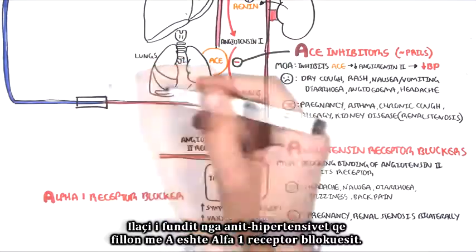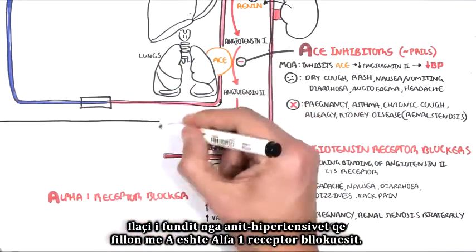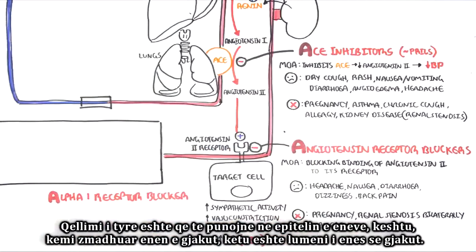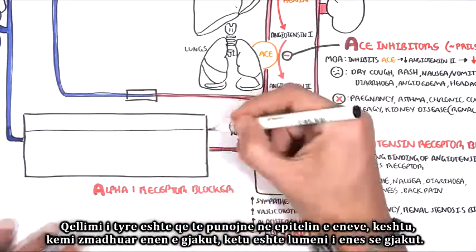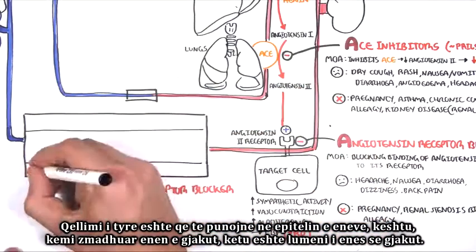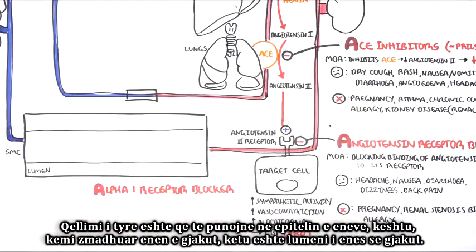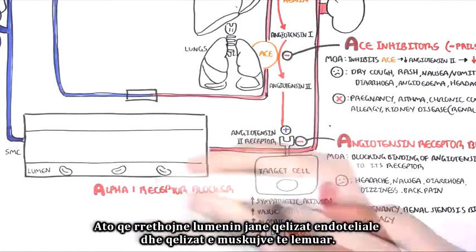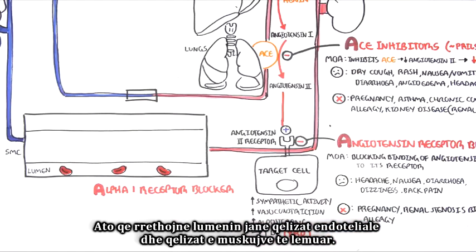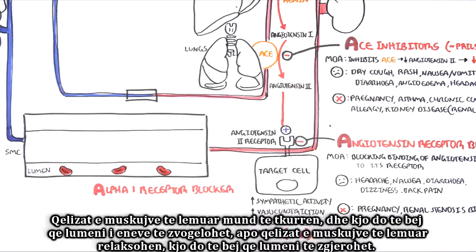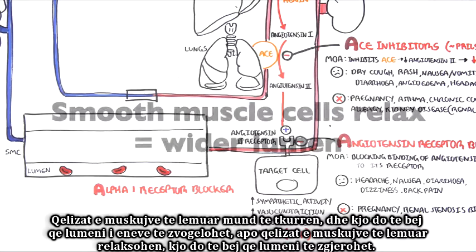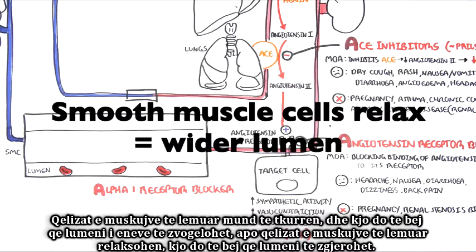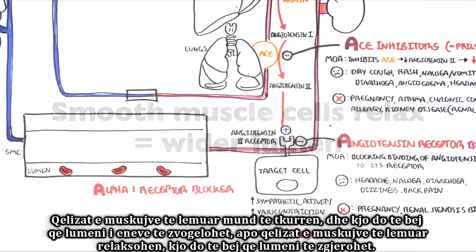Anyway, the final antihypertensives that begin with A are the alpha-1 receptor blockers. These work on the vessel cells. So zooming into the blood vessels, here is the lumen of the blood vessel, and surrounding the lumen are the endothelial cells and the smooth muscle cells. The smooth muscle cells can contract, which will make the lumen of the vessel smaller, or they can relax, which will dilate the lumen, making it wider.